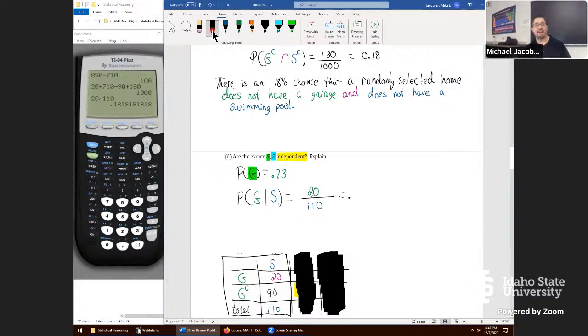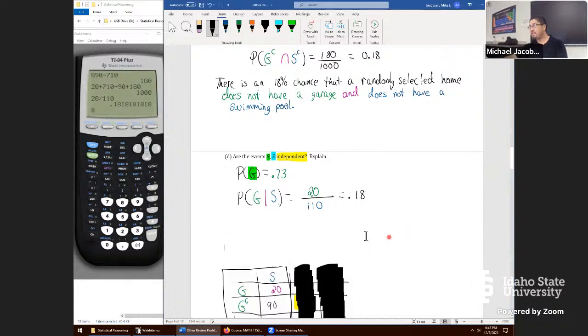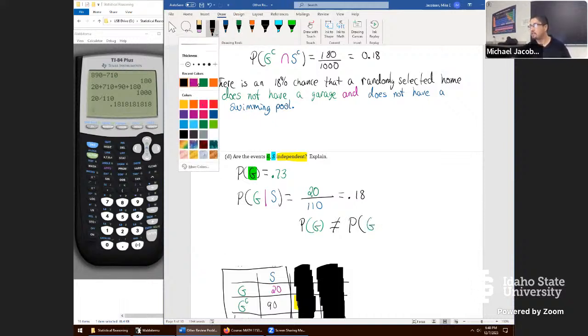This is a really weird area. I don't know if there's any area just like this in the actual United States of America, but as far as the statistics problem, it's going to work out for us. After we do this, we need to make a comparison, and we're about ready for a conclusion. We just found that the probability of G is not equal to the probability of G given S.